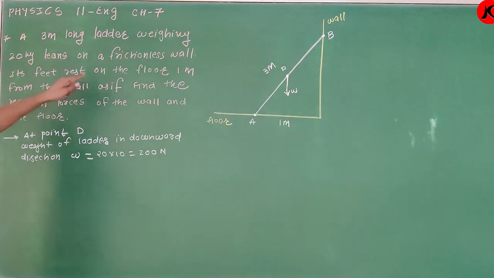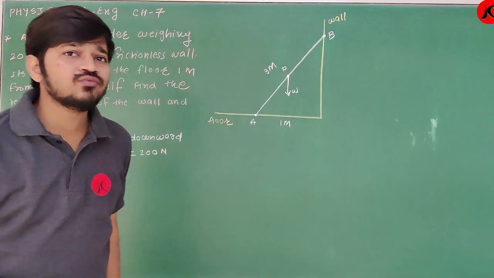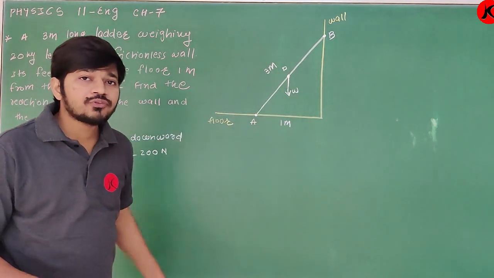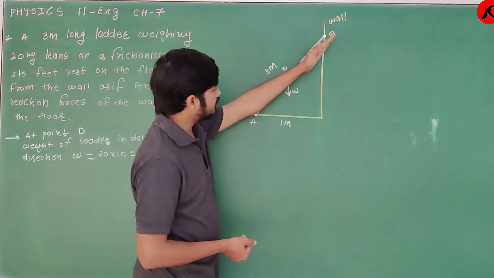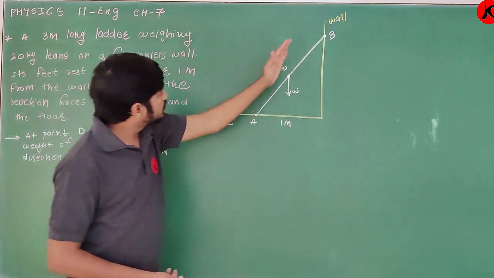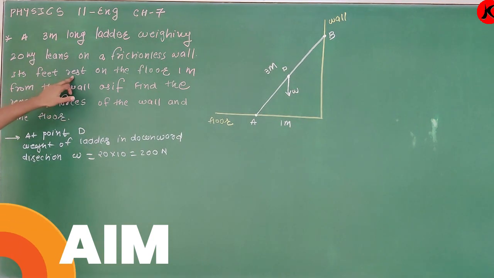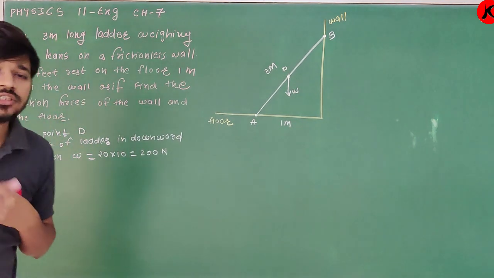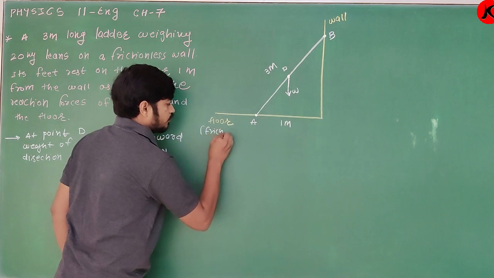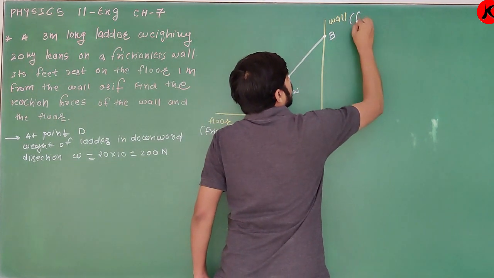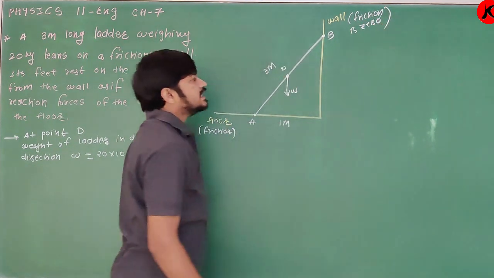See, actually you are given that this wall is frictionless, but this floor has some friction. Why? Because if this floor is also frictionless, it will easily lay down like this. But see, you are given one phrase: its feet rest on the floor. This means this floor has some friction, while on the wall, friction is 0. Do you understand the data?